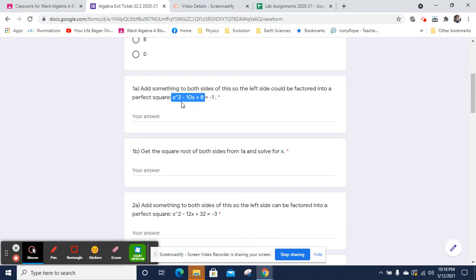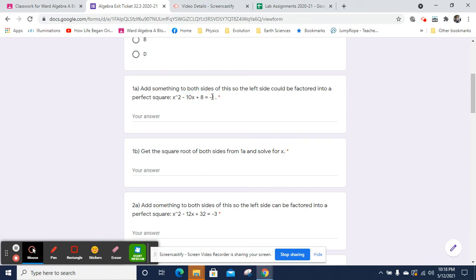So to figure out what you'd add to make something a perfect square, you want to take a look at this middle coefficient, -10, and you want to get half of it. Okay, and half of it is going to get squared. So -10 divided by 2 is -5, and the square of -5 is 25.